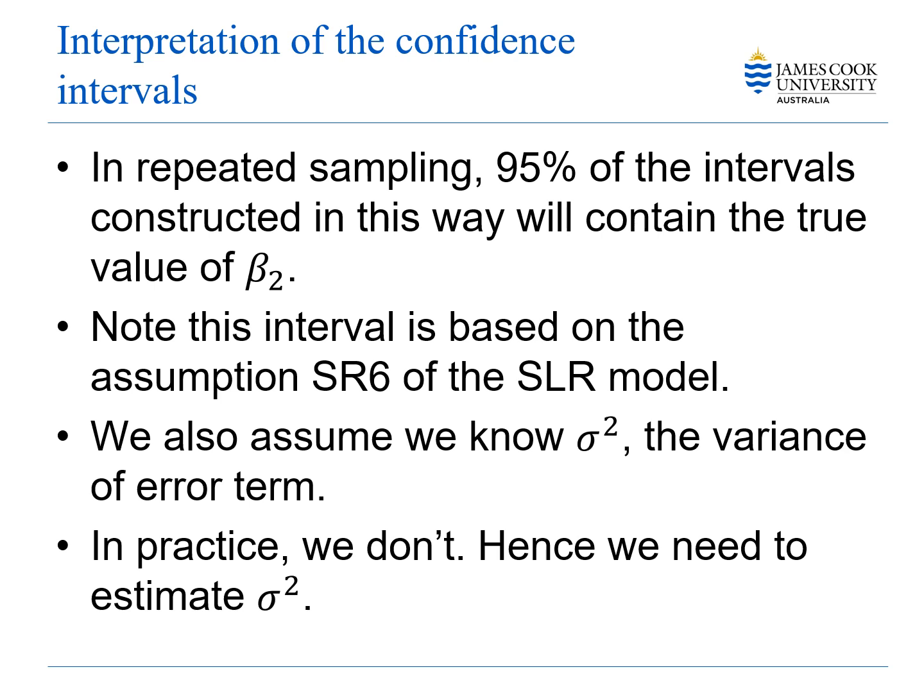And how do we interpret this 95% confidence interval? It means that in repeated sampling, 95% of the intervals constructed in this way will contain the true value of beta 2, despite the fact that we don't know what beta 2 is. And this interval is based on the assumption that the error terms of our simple linear regression model are normally distributed with mean zero and variance sigma square. We assume we know this. In practice, we actually don't know what sigma square is, so we need to estimate sigma square as well.